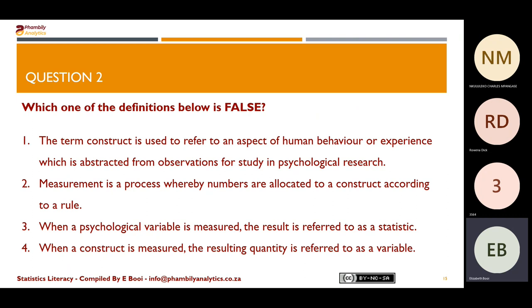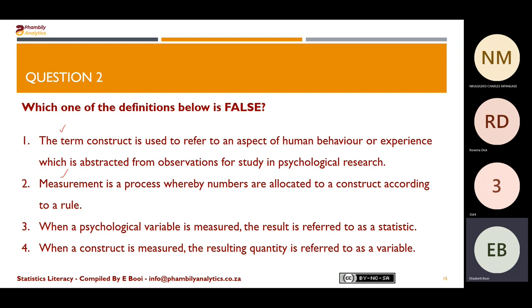Now, I can tell you for sure that number one and number two are correct, because those are the definitions we just went through. Remember, a construct is an abstracted value, abstracted from an observation. It's something that cannot be seen or touched, but it's part of human behavior, which can be abstracted. A measurement is a process whereby numbers are allocated. Remember, we spoke about measurement. We said with measurement, we allocate quantities to the construct so that we are able to measure them. So that is correct, and this is correct, which leaves us with number three.